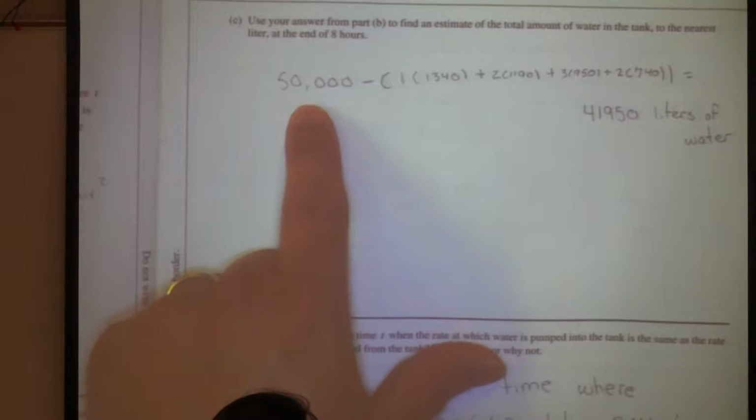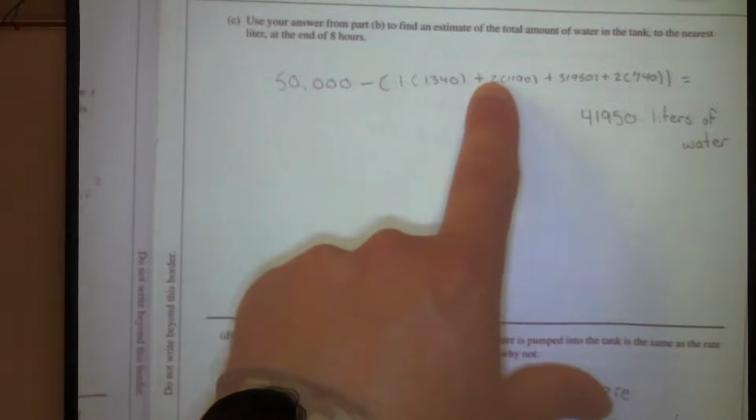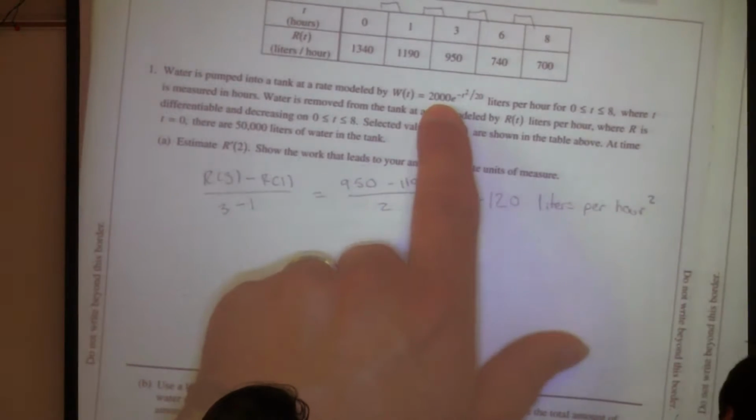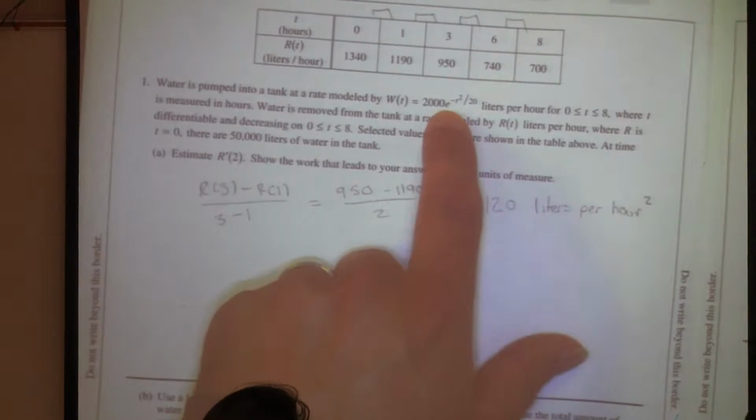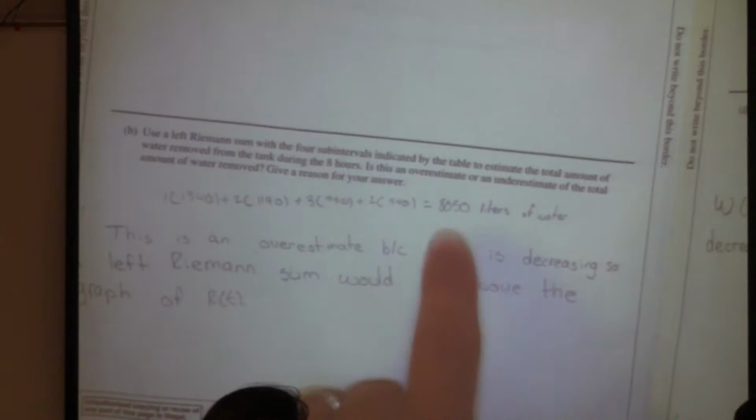So here's where they messed up. They did the 50,000 that were already in the tank, and then they just subtracted what was removed, right? But they forgot to also add what was being put in. So that's where they messed up. Okay, so they should have done 50,000 plus the integral of this equation, right? That was the amount of water being added from 0 to 8. And then all of that minus what they got in this question over here, the 8,000.